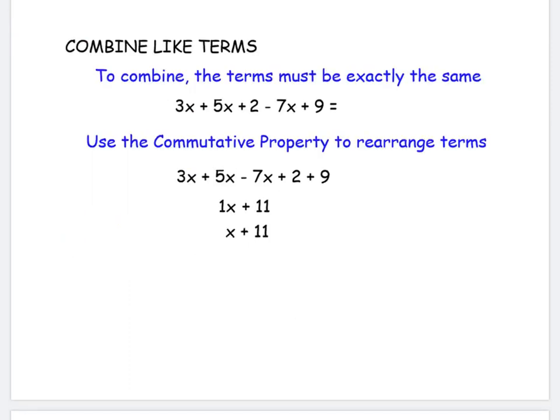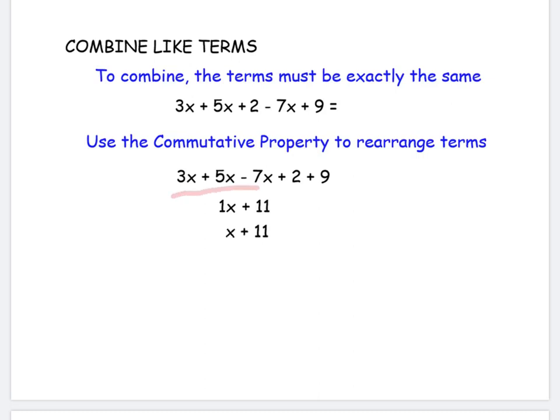So to combine like terms, remember like terms have to be the same variable and the same exponents. So if I have my expression 3x plus 5x plus 2 minus 7x plus 9, I want to use the commutative property to rearrange the terms. Or in some cases, I just highlight the terms that are like terms, meaning the terms that have the same variable and the same exponent. So the like terms would be 3x, 5x, and negative 7x.